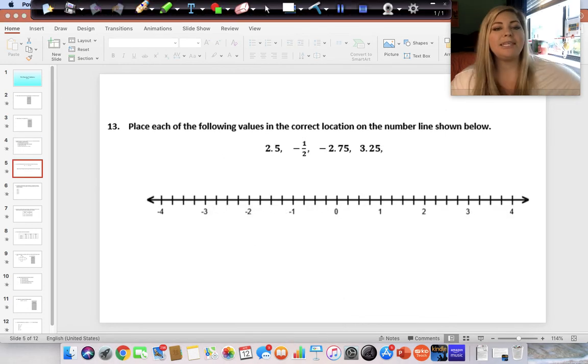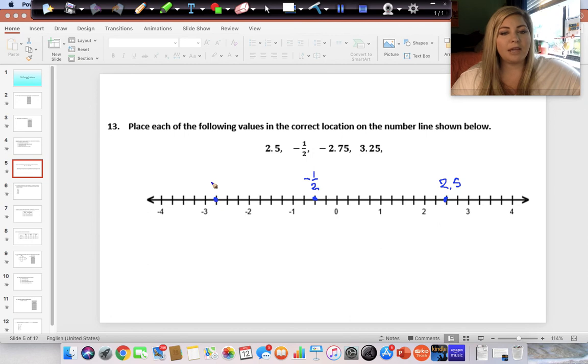Okay, it says place each of the following values in the correct location on the number line shown below. So 2.5 goes in between 2 and 3. So this is where 2.5 goes. -1/2 goes in between 0 and -1. So -1/2 is here. -2 and 75/100 goes in between -2 and -3, but it's closer to -3 because it's basically -2 and 3/4. Not basically, it is -2 and 3/4.